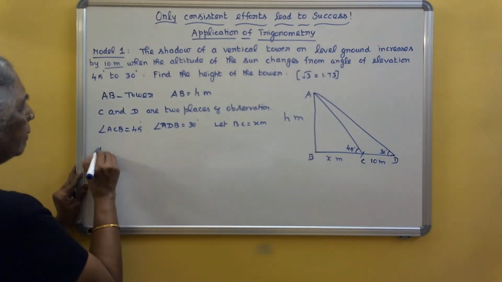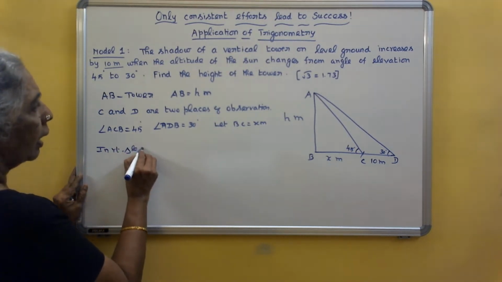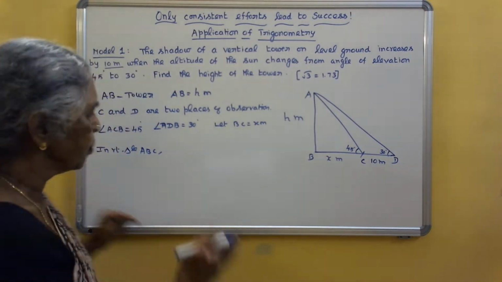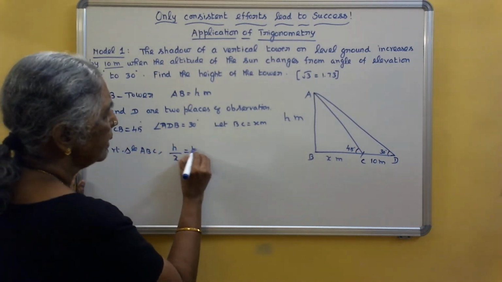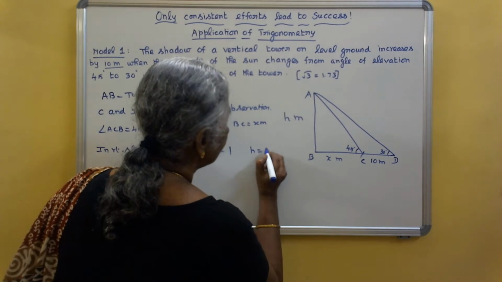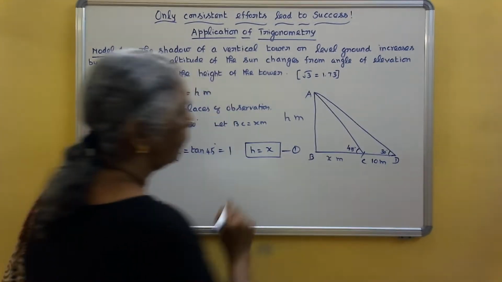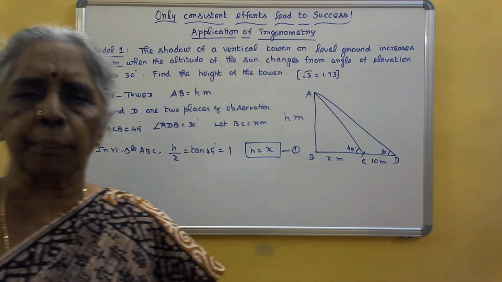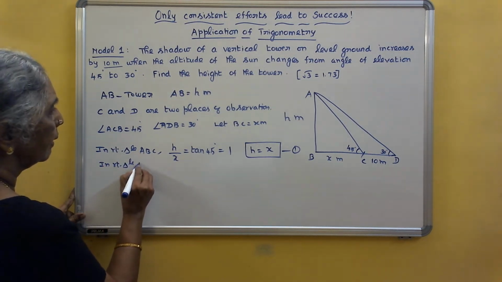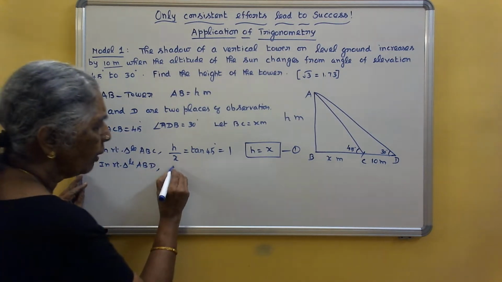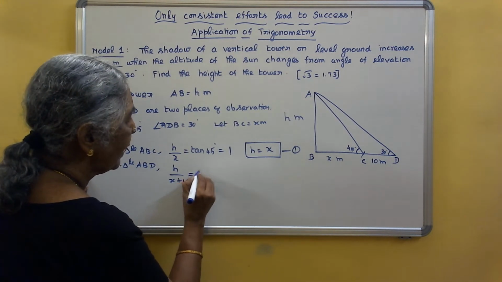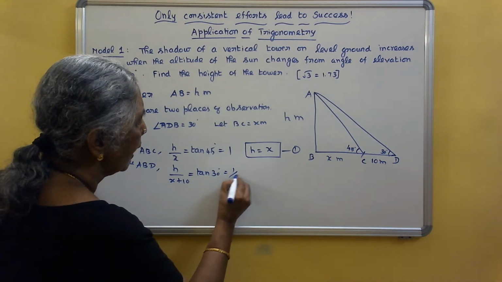Now, in right triangle ABC, h and x are the two things. Don't bother about the hypotenuse. So you know h by x is equal to tan 45, which you know is 1. So from this you get h is equal to x, or x is equal to h. You keep it as that. You get some relationship between h and x. Now let us consider the other one. In right triangle ABD, now h by x plus 10, because BD is x plus 10, that will be equal to tan 30 degrees, that is 1 by root 3.